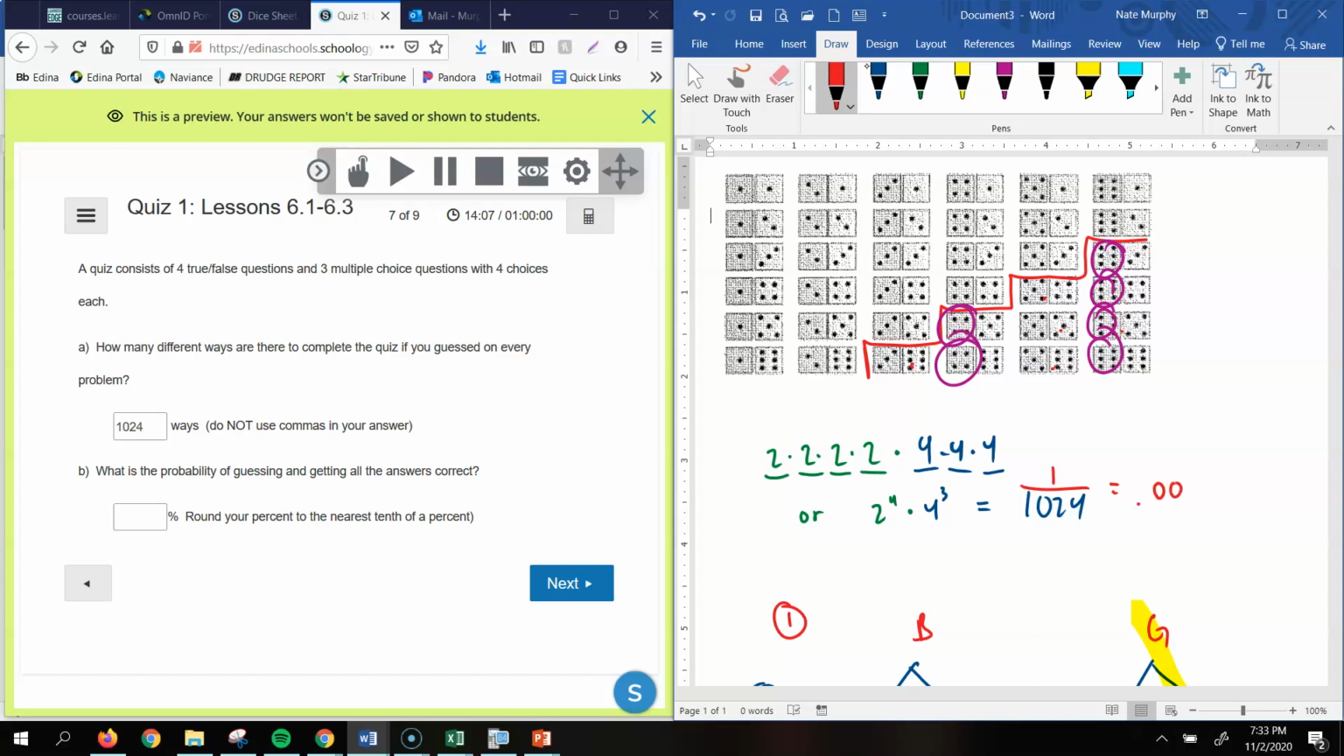So we have 0.000977. So that's as a decimal. If I change this to a percent, I'd move the decimal 2 places to the right. So we would have 0.0977, but it says round to the nearest 1/10 of a percent. So that'd be 0.10 or 0.1%.